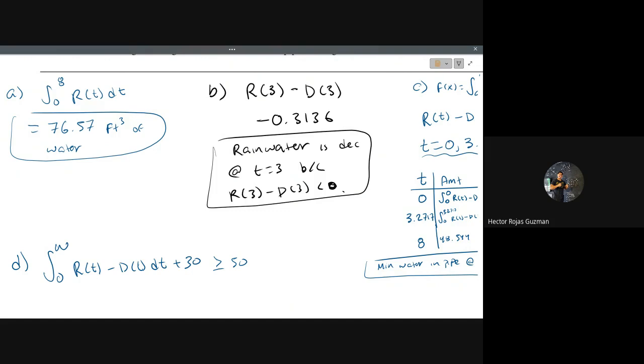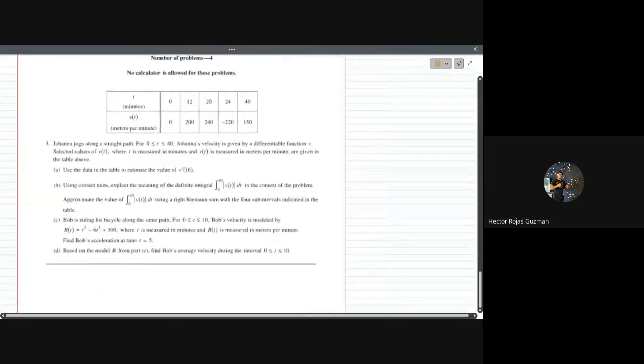We are going to jump into, I already did number 2, even if you already did it. Number 3, I believe. Let's see. Yeah. Oh, yep, there it is. It's blank.